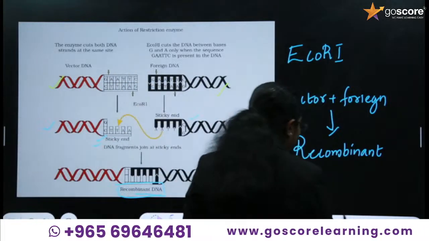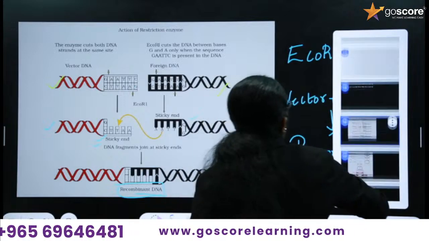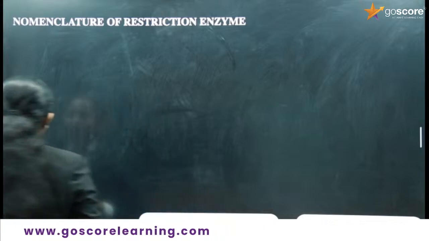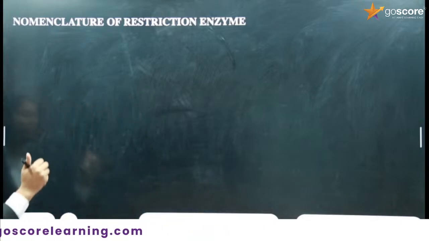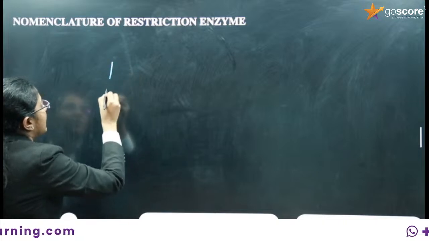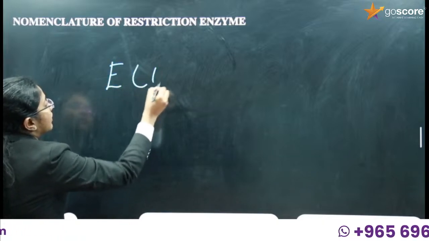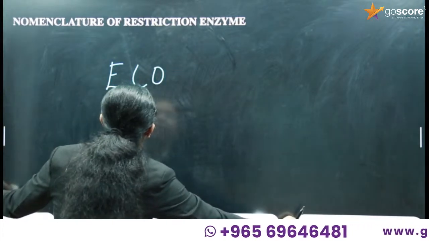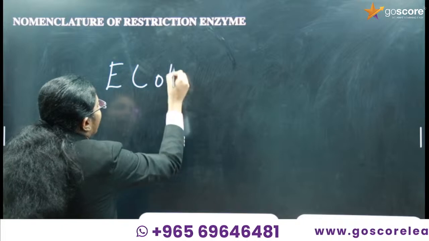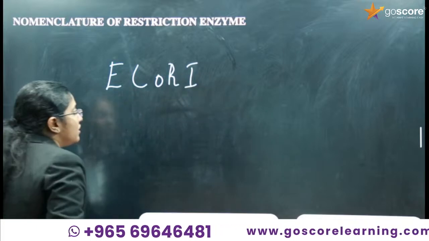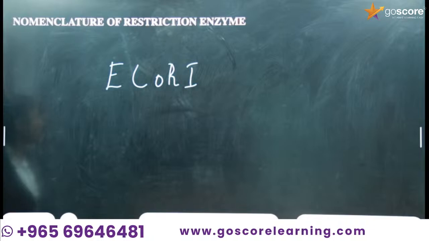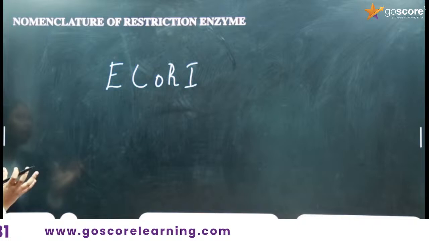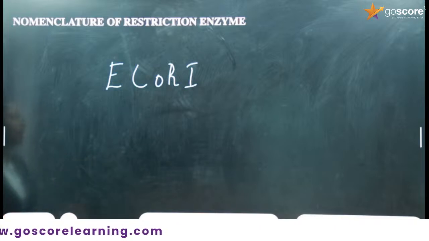Next, my dears, we have to study the nomenclature of restriction enzymes. Particularly, we can say restriction endonucleases. For example, EcoRI. Okay, so this is the name of one particular restriction endonuclease. Here, what does this E represent? What do Co, R and I represent? This we have to learn.